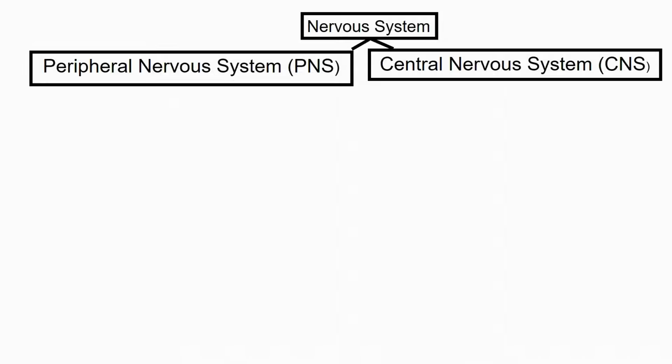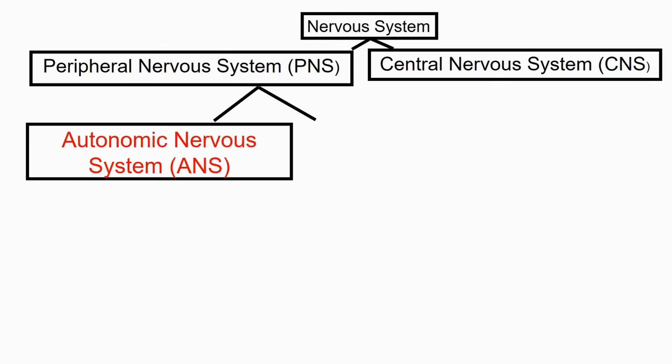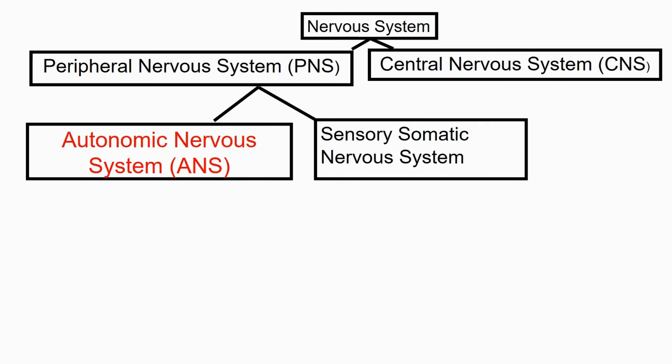First, let's start with some basics on the nervous system. The nervous system is divided into two: one is the central nervous system, primarily the brain and spine, and then the peripheral nervous system. The peripheral nervous system is divided into two parts: one is the autonomic nervous system, and then the sensory and somatic nervous system. In this video, we are primarily focusing on the autonomic nervous system and its effects on the various organs.